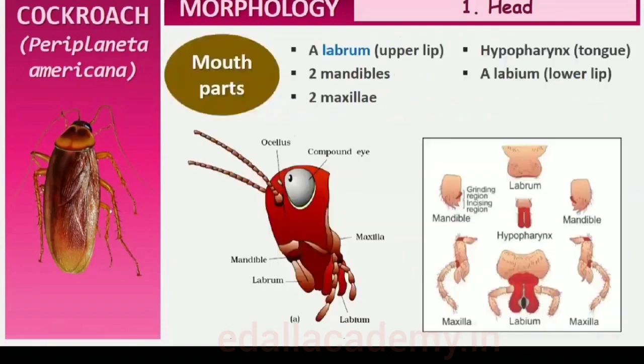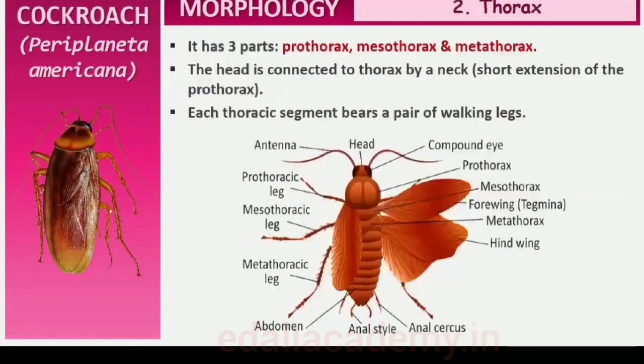The mouth parts consist of a labrum, upper lip, a pair of mandibles, a pair of maxillae and a labium, lower lip. A median flexible lobe, acting as a tongue, the hypopharynx, lies within the cavity enclosed by the mouth parts. The thorax consists of 3 parts: prothorax, mesothorax and metathorax. The head is connected with the thorax by a short extension of the prothorax known as the neck.